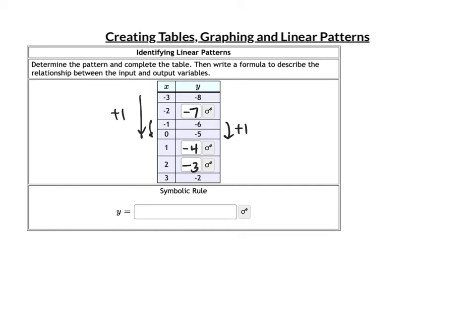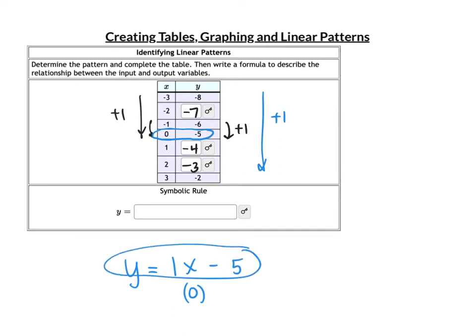Now, I look at the y side, and I notice that I'm increasing by 1. That was what goes in front of the x. y equals 1x. And now I observe the 0 value. This is actually going to be called the y-intercept later, but it's 0, negative 5. When I plug in 0 for x, I have to get y equals negative 5. And there's my equation. Now I don't have to have the 1 in front of the x. 1x and x are the same thing. I can just write y equals x minus 5.